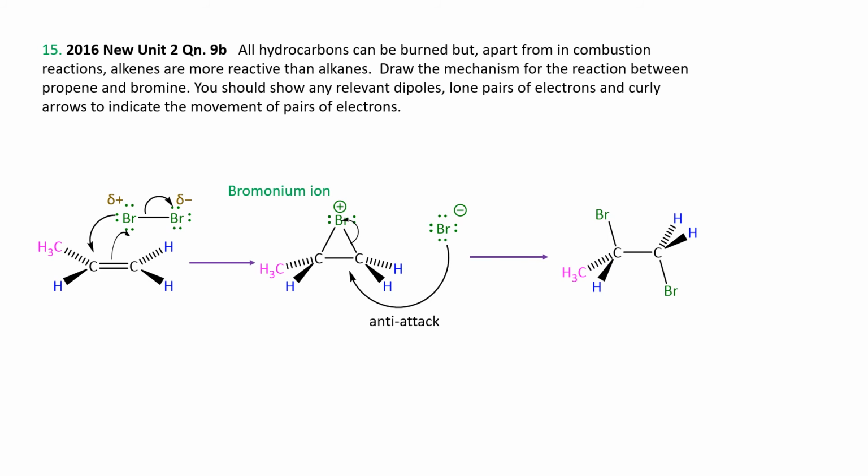It will attack from the bottom because this bromine is occupying the top, so it's an anti-attack. When it does that, the bromide can come in there, or it can come in from the other side, which will give you the enantiomer. We're not going to worry about that too much here. The important thing is to note that bromide attacks from the opposite side, so it's in the anti-conformation when it first forms.